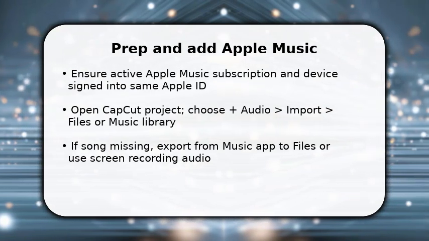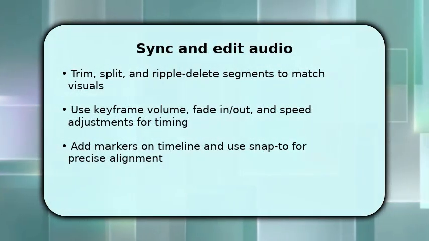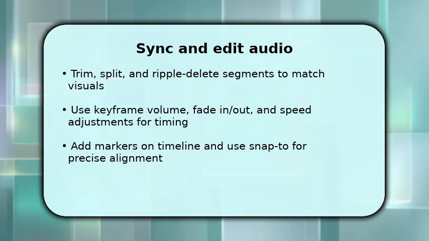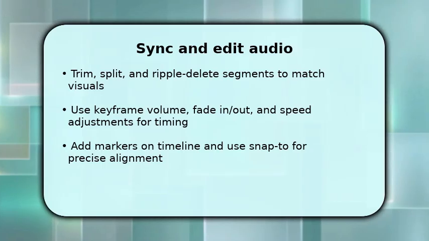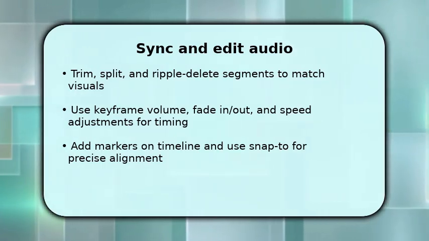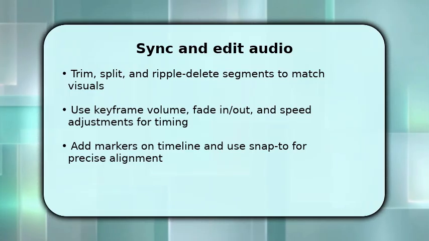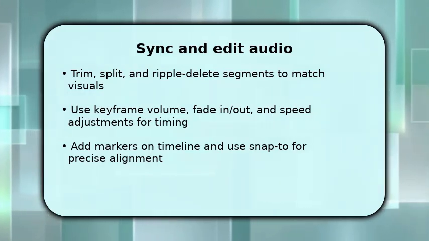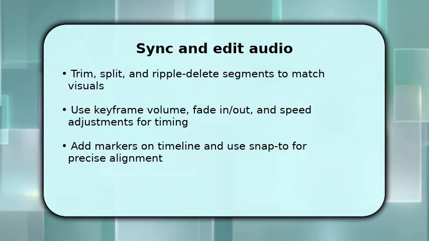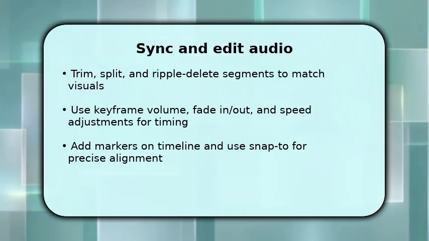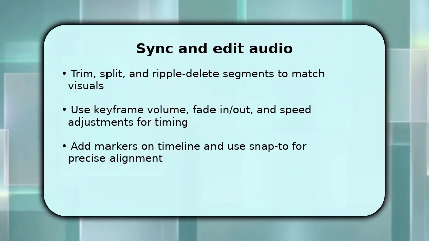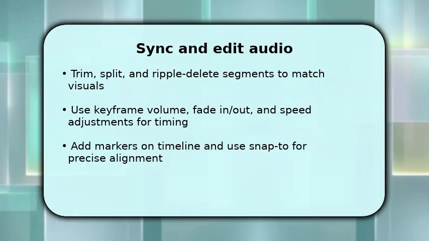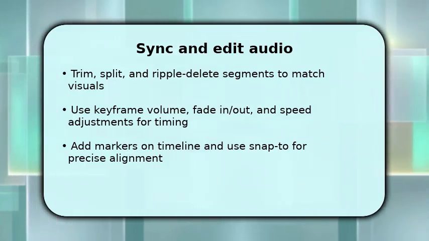Once the track is on the timeline, trim and split to remove unwanted sections and ripple delete gaps so your edits stay tight. Use volume keyframes to duck music under dialogue and add fade in and fade out for clean transitions. Speed adjustments let beats match cuts. Place markers at clip hits and enable Snap so audio lines up precisely with visual edits. Make sure to preview at full volume and watch waveform peaks so you avoid clipping and ensure musical cues.